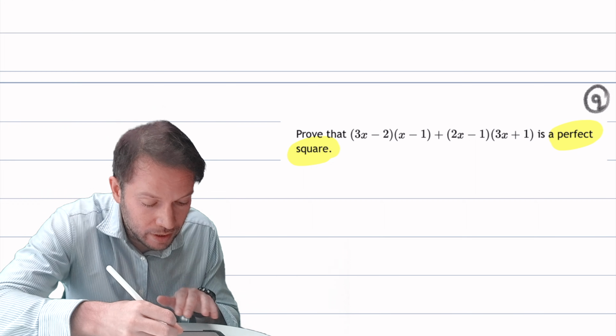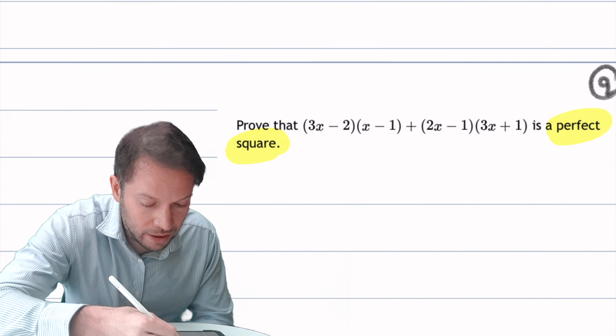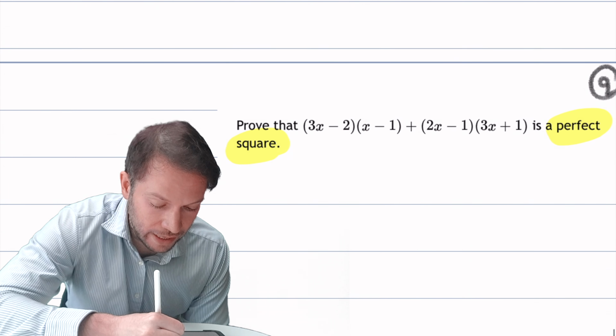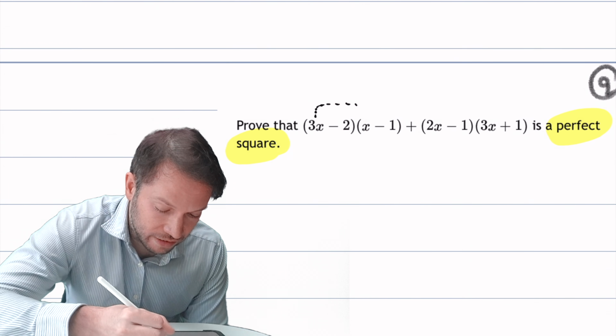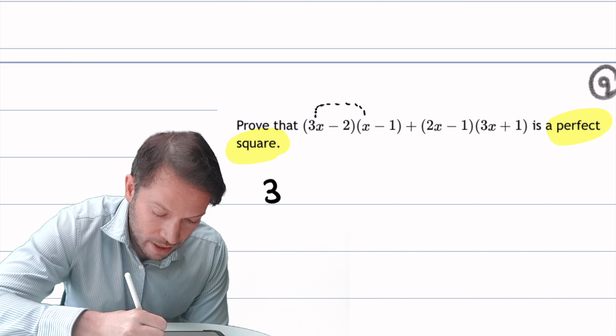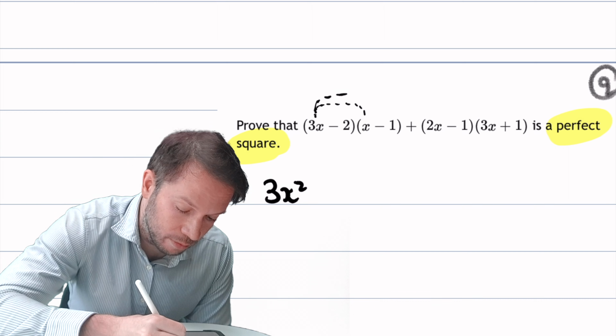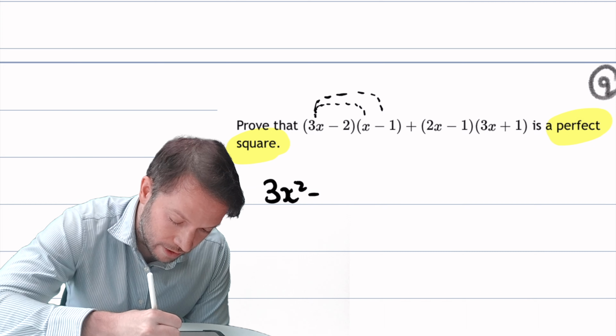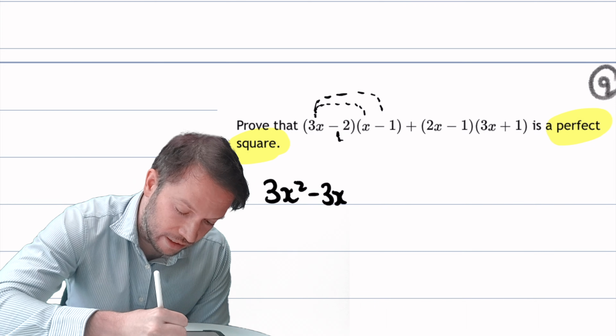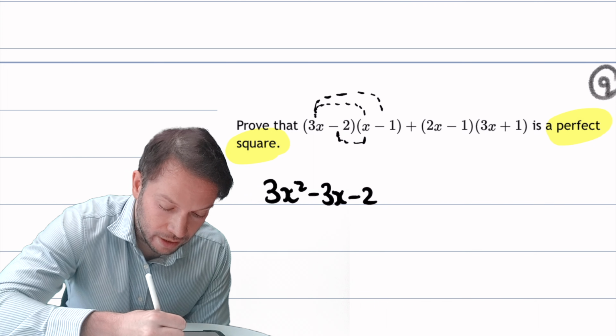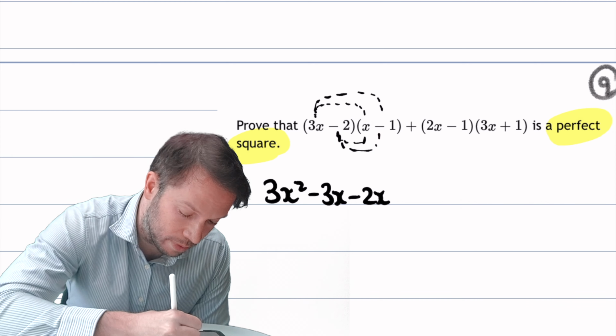So, to expand this out, we need to do each thing in the first bracket times each thing in the second. So we're going to do the 3x times the x, which is 3x squared. We're going to do the 3x times the minus 1, which is minus 3x. Then the minus 2 times the x, minus 2x. And the minus 2 times minus 1, which is plus 2.